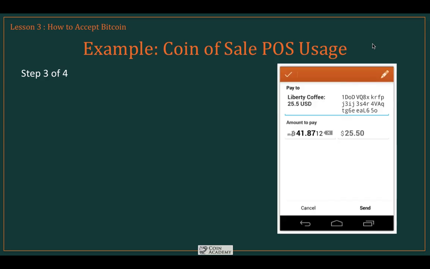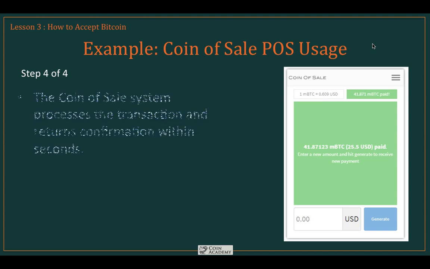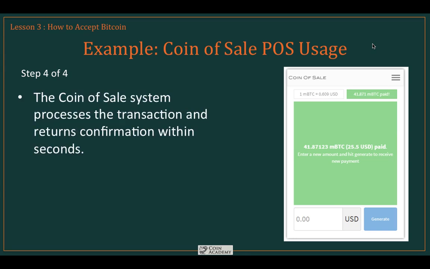Now let's look at this from the other side. This is what the customer sees. When they scan that QR code, this is what appears on their phone. It shows them the venue, shows them the price in the local currency, it shows them the public address as a long number string, and it shows them the amount of Bitcoin that's required to conduct this transaction. All they have to do is click the send button, and kaboom, seconds later, this is what you then will see on your POS screen.